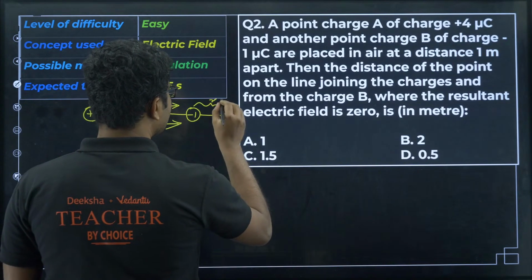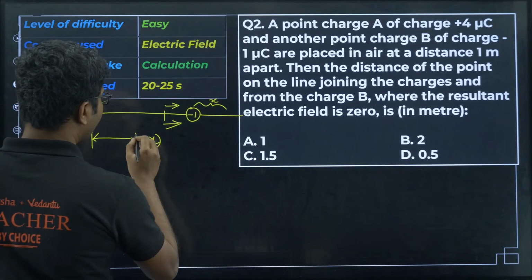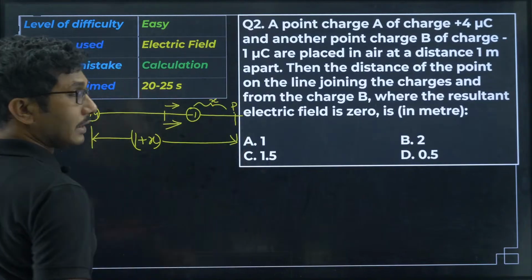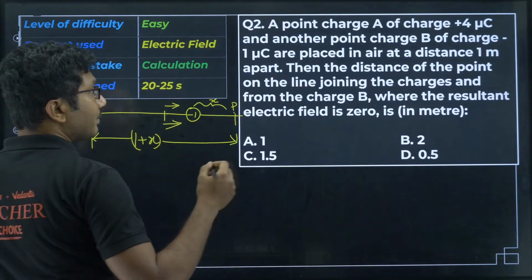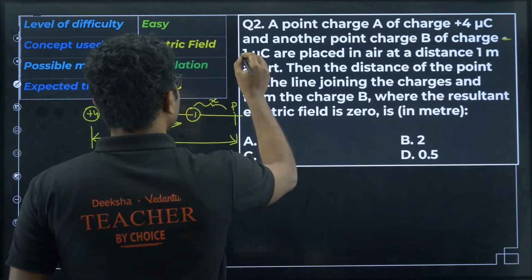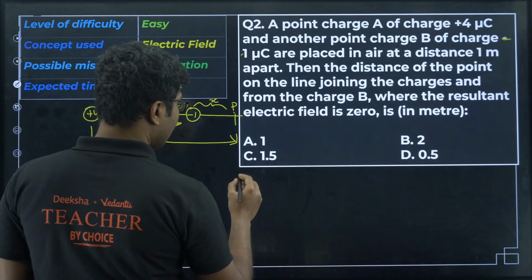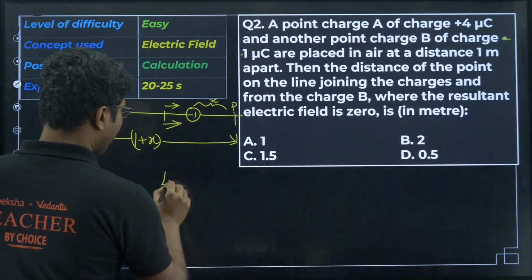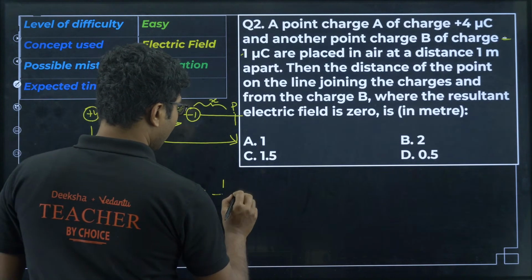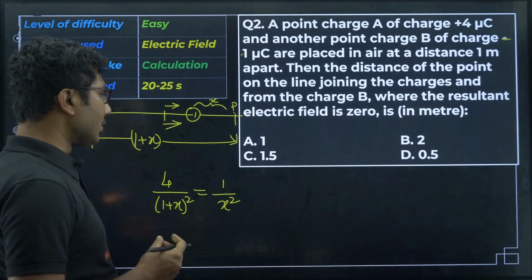So this is the x. Okay, so the second distance will be 1 plus x, not 1 minus x. Suppose this is the point where we are saying that the electric field is 0. So actually my mistake was this negative sign I missed. It will be minus 1 microcoulomb. So now let's see the equation again. The strategy is the same, only I made a small mistake. So 4 by (1 plus x) square equals 1 by x square.